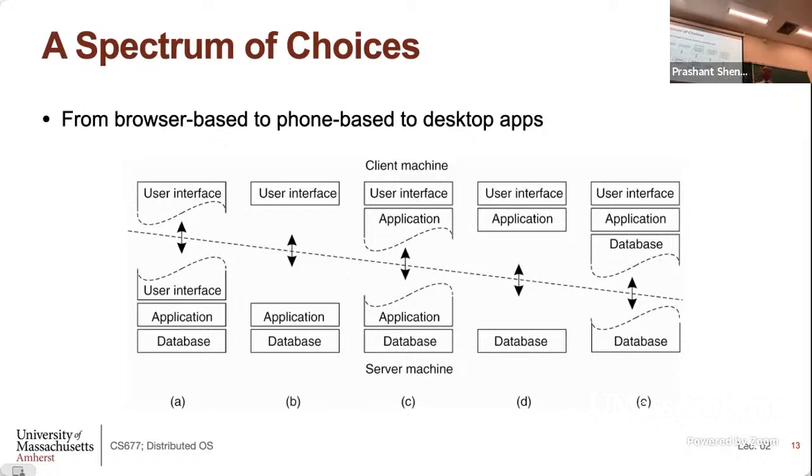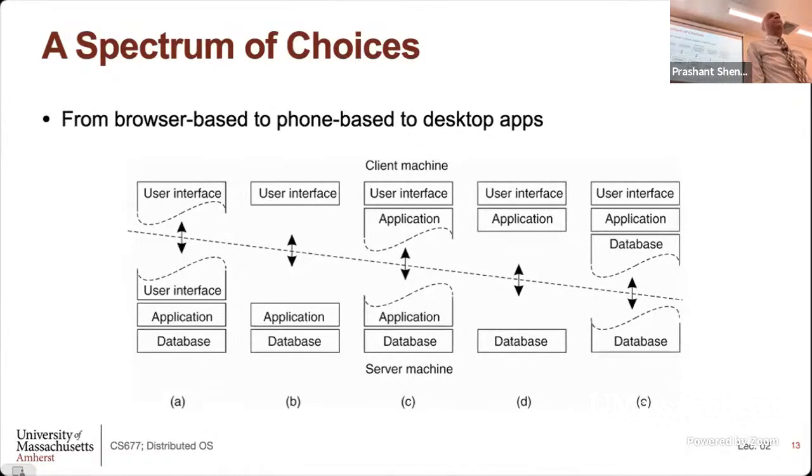So you have the spectrum of choices, going from lighter-weight app parts on the client to more and more things on the client as we get to the other end of the spectrum. You can design your application based on what your needs are. This is just showing you that there are all these choices you have as a designer.